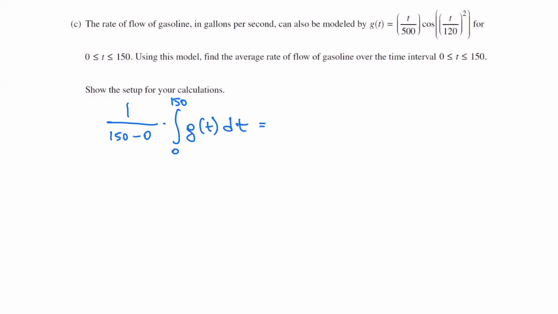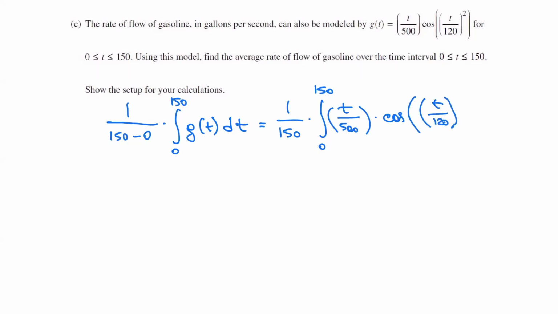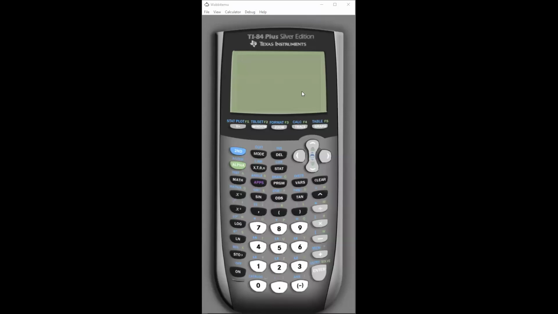So this is equal to 1 over 150 times the integral from 0 to 150 of t over 500 times cosine of t over 120 squared dt. Let's pull out our calculators and calculate this integral.